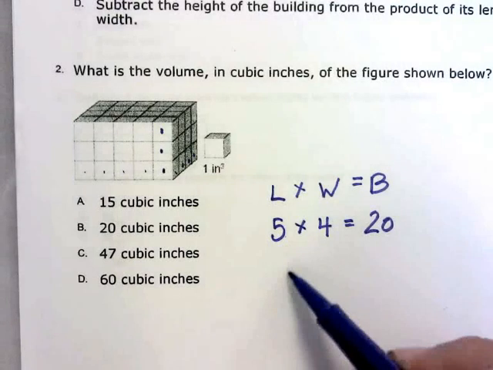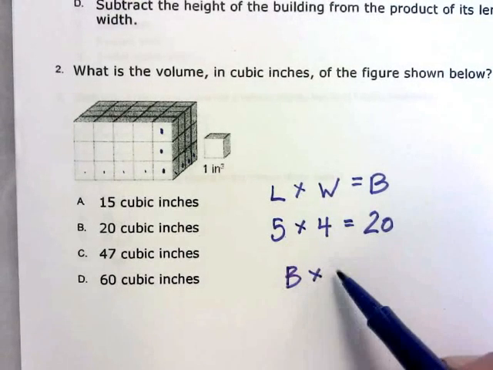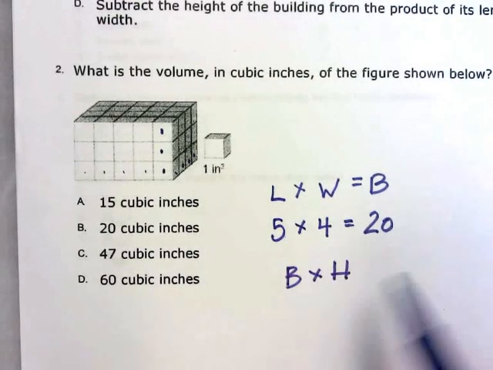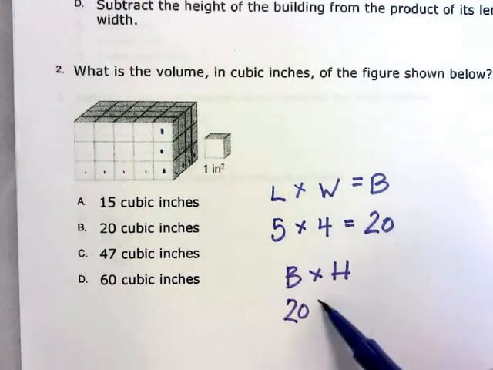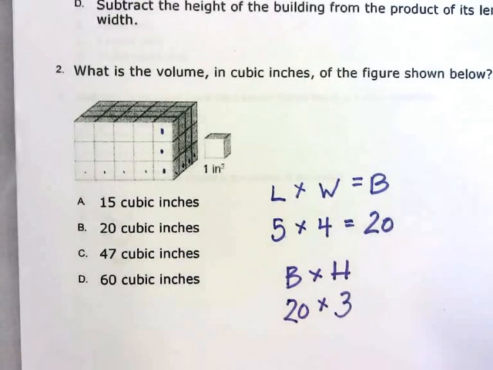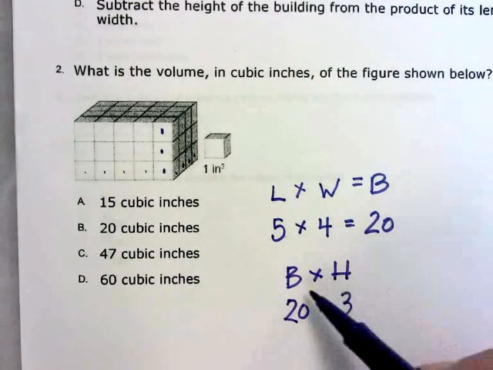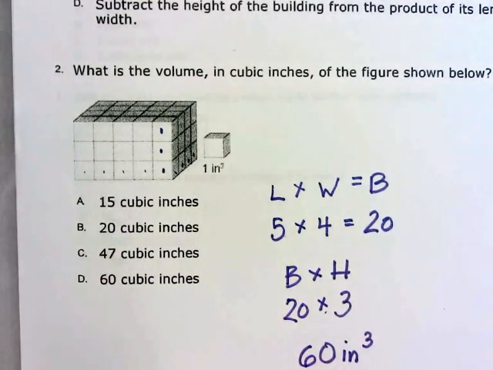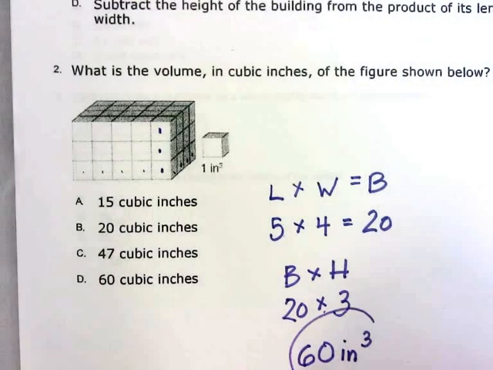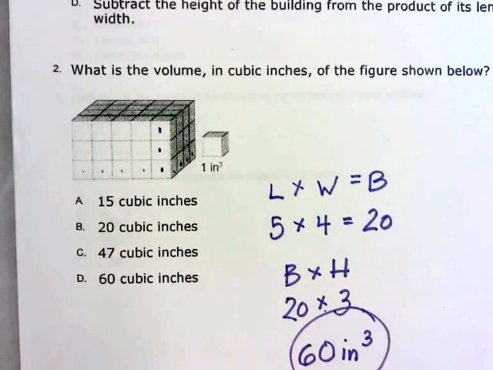So if I use the formula base times height, then I'm going to have 20, which is my base, times 3. And so my base times my height, 20 times 3 is 60. So I'll have 60 inches cubed. Circle my answer, and that's the way to show my work.